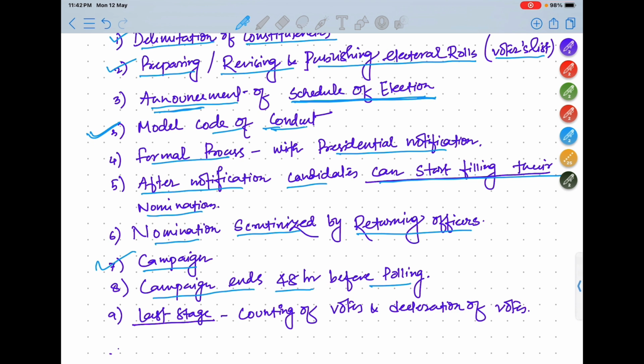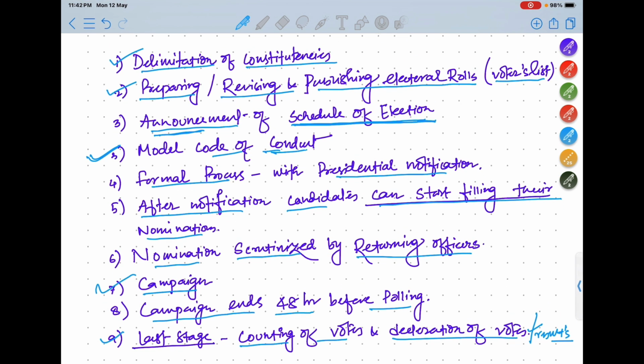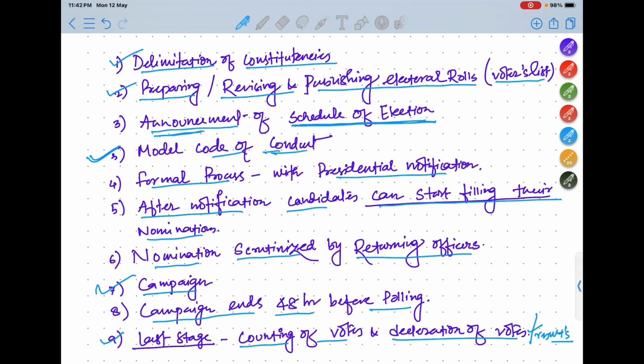Suppose today is election day, so the day before yesterday will be the last day of campaigning for the candidates, and the last stage is counting of votes and declaration of results. Okay, so this is the last step. This is the whole process of election, and you should know it. They may ask in the examination to put all the electoral processes in sequence.